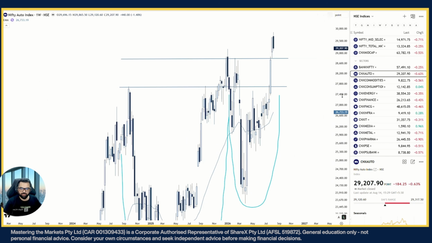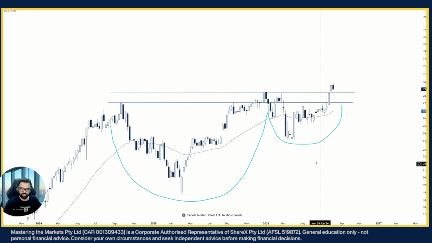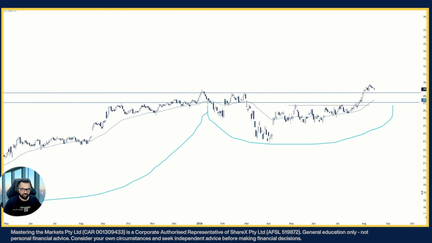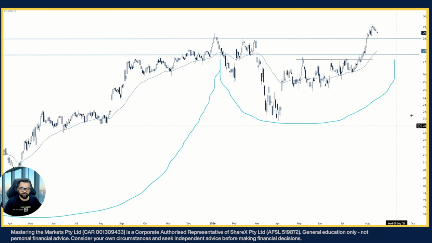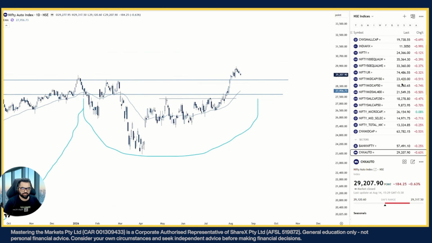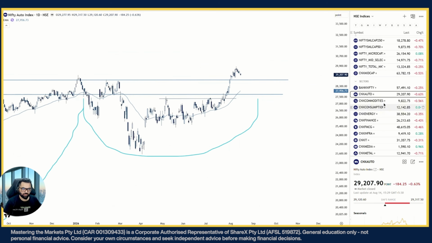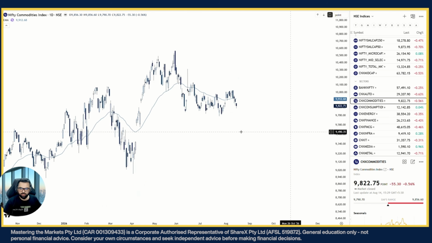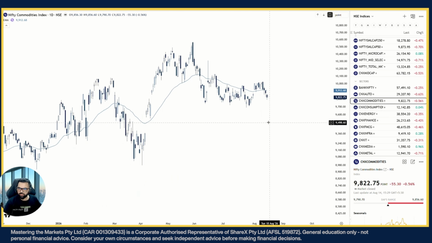Now, autos have been one of the stronger pockets in the market because of this large base or cup and horn, which you can also call as cup and handle pattern, and it is trading above this resistance here. So on the daily chart also we are seeing higher highs and higher lows. So no concerns here till any major change of structure occurs. Commodities, not anything interesting so far, not the outperformer index.